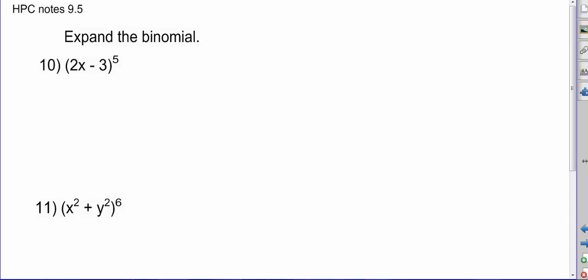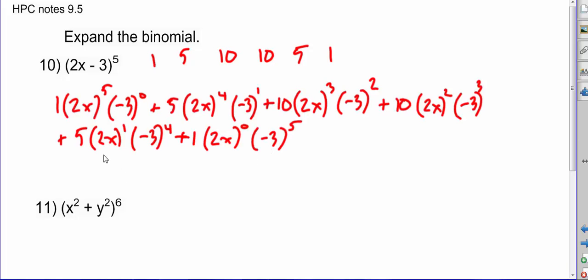All right, let's do this again. This time we have a 5th degree binomial. And so again, we have to look back at Pascal's triangle, and the row that we would use has the coefficients of 1, 5, 10, 10, 5, and 1. And we'll set up our expanded binomial.